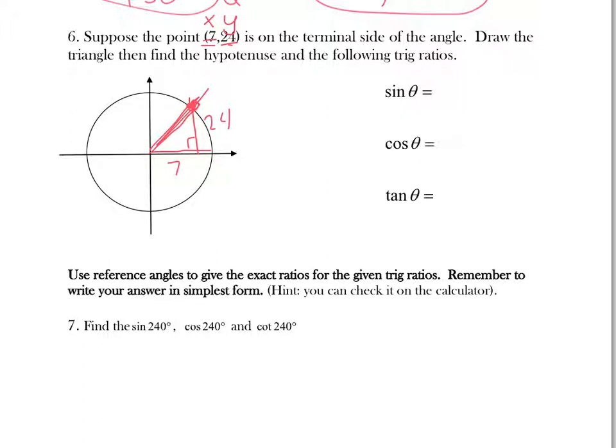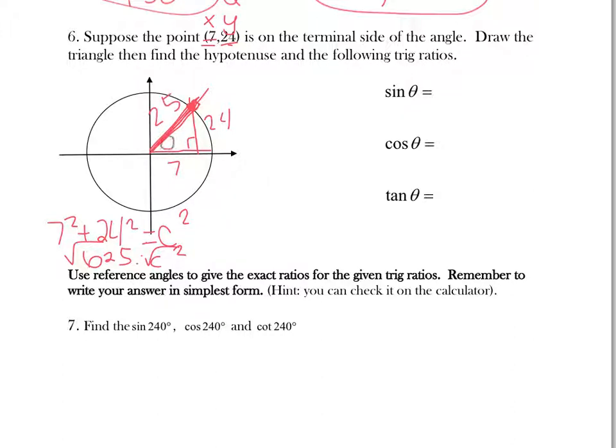Now you need to find this hypotenuse here, right? To get that, you use the Pythagorean theorem. So 7 squared plus 24 squared equals c squared. 7 squared plus 24 squared is 625. And then you want just c, so square root both sides, and you get just 25. So this hypotenuse is 25.